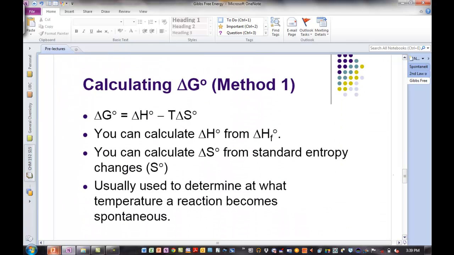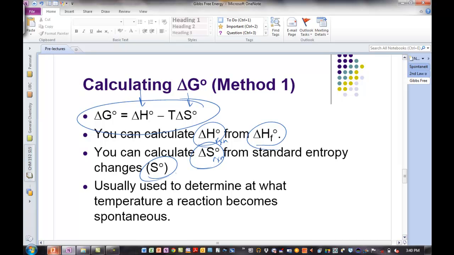We're going to look at two ways to calculate delta G. Here's that equation again. We could plug in delta H. We could plug in delta S. You may have to calculate them. Remember, these are the system or reaction. We know how to do that already from delta H of formation values or standard entropy values.